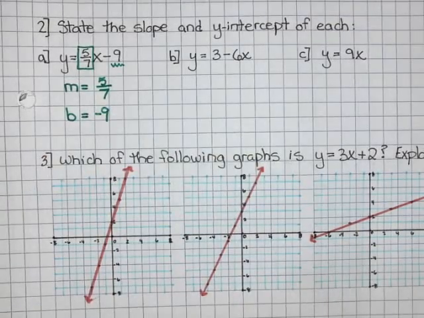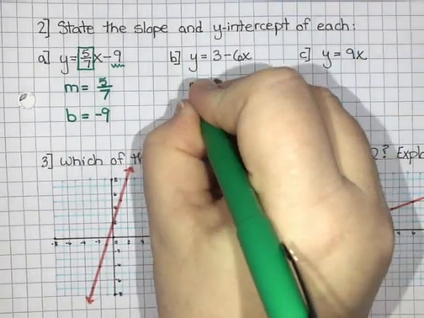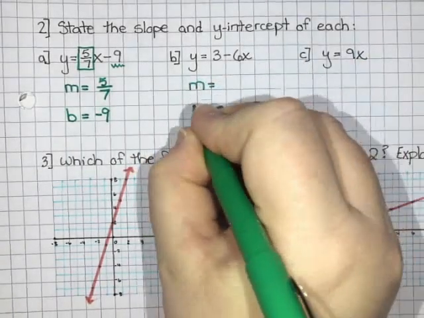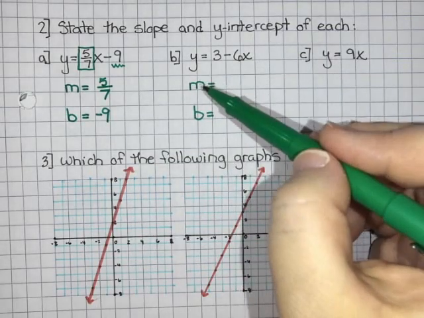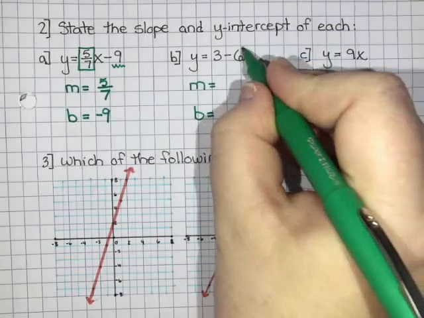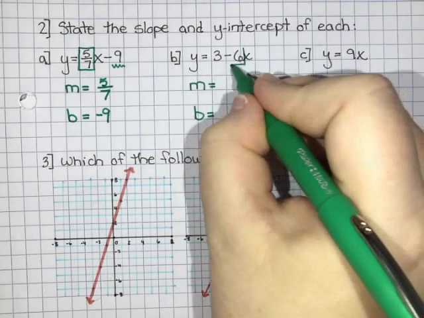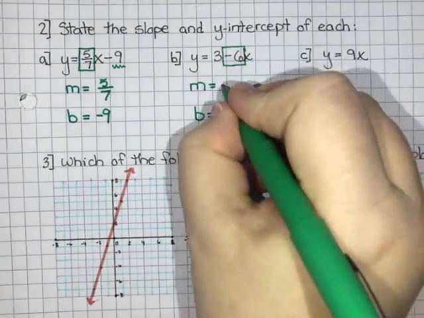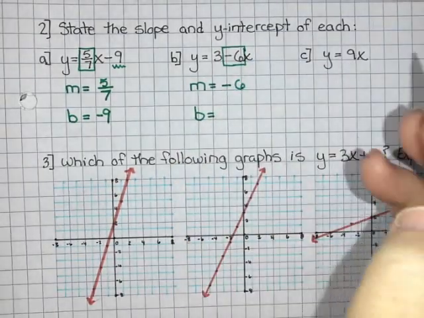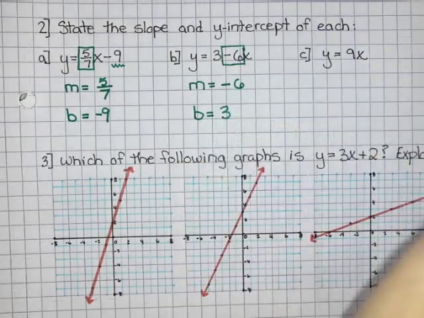If I look at the next one, I have y equals 3 minus 6x. So I'm going to write down my slope, or m, and my y-intercept, or b. The slope should always be next to the x. That means the 6 is next to the x, and it's not just a 6, it's a negative 6. So my slope is negative 6. And then my y-intercept is the other number, which is 3.